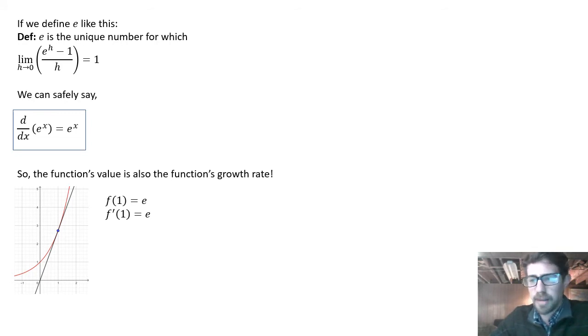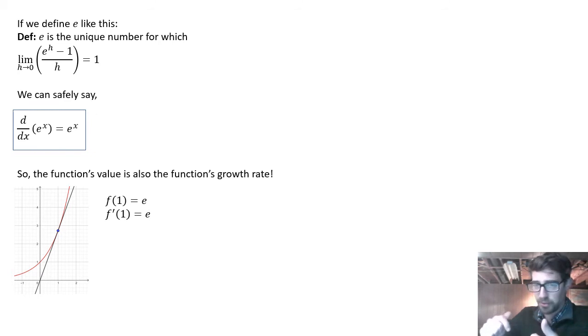So just think about what that means. The size of the population at time t is also exactly how fast the population is growing. So at t equals 1, at 1 second, e to the 1 is e. It's also f prime of 1 is also e. So if there's e things in there, it's also growing at a rate of e.